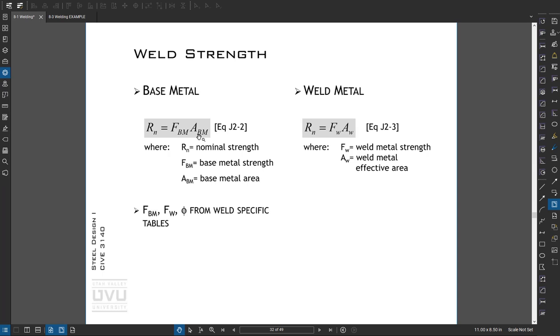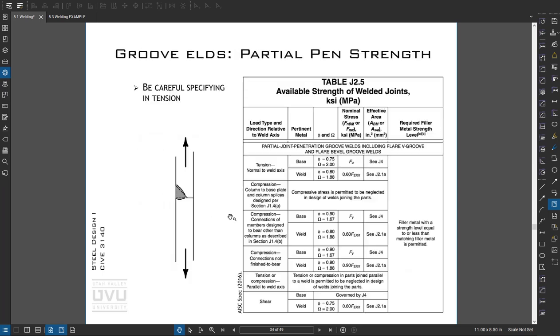And then for weld metal, the nominal strength, R sub n, and this capital R would be the full strength of the completed joint. I like to use a lowercase r when I calculate weld strength per inch. Anyway, the weld strength is a function of the weld metal strength times the area of weld. Very simple. And then these values, base metal strength, weld strength, and phi, are from the tables. So these are the tables that I'm talking about here.